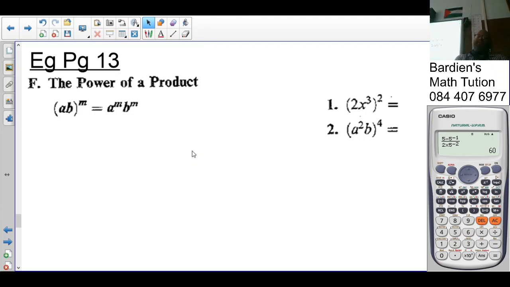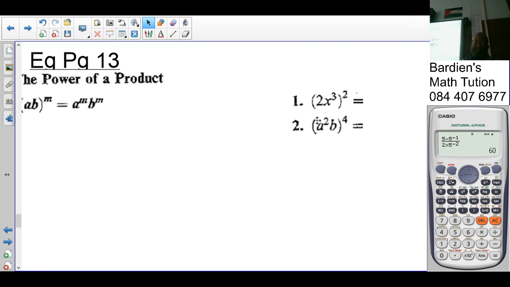The power of a product: the base is raised to a higher exponent. As you can see here, we have a base of A and a B. So the exponent applies to every base inside. Okay. So we take that into account.